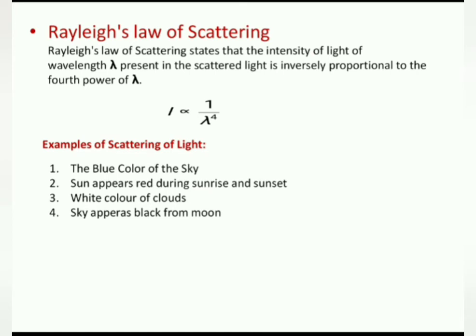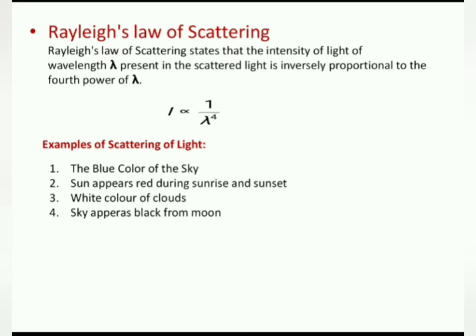And what is Rayleigh's criteria? Intensity of the scattered light for elastic scattering is directly proportional to 1 by lambda to the power 4. Okay, it is inversely related to the 4th power of its wavelength. So using this relation, we prove why the color of the sky is blue. Because blue has lesser wavelength, it is scattered more, and red is scattered less.